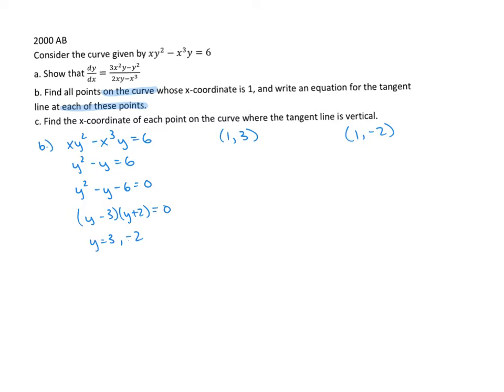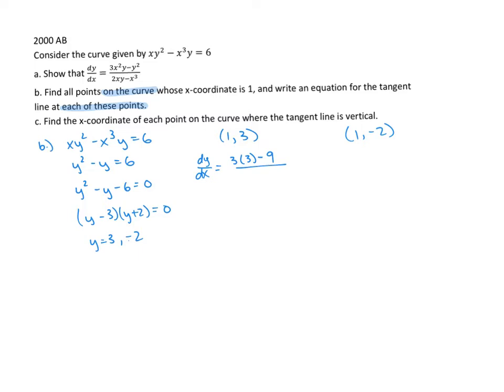Well, I have the points. We know that for a tangent line, we always need a point and a slope. I have both points, but I need their slopes. So starting at 1, 3, I use the derivative to get the slope at 1, 3. 3 times 1 squared times 3 minus 3 squared. So I am, oh, that simplifies.